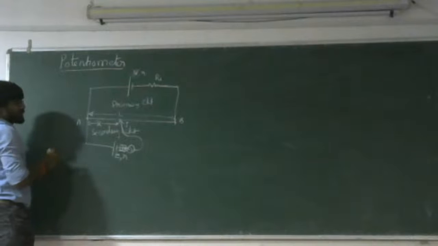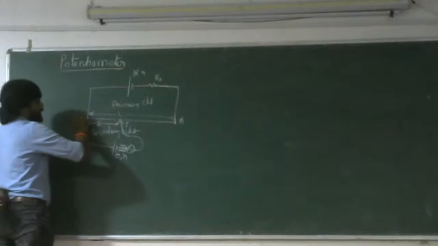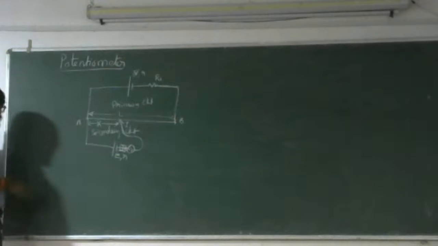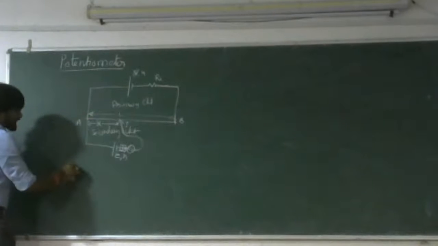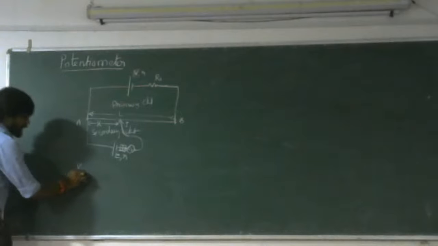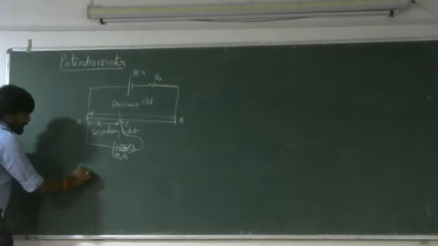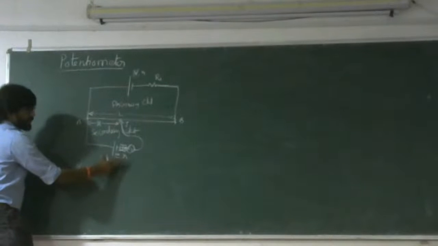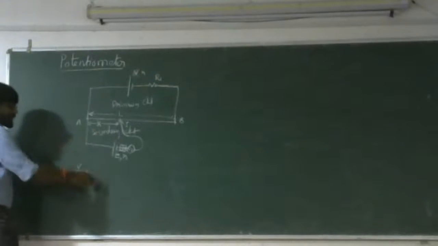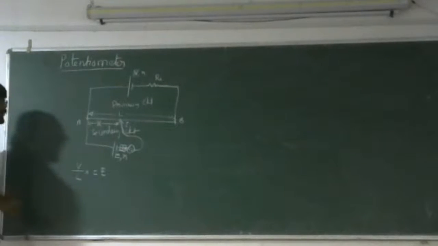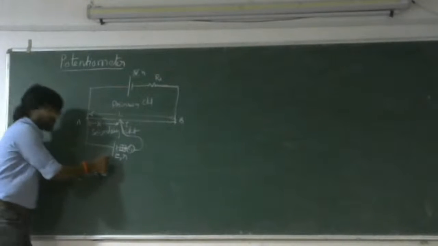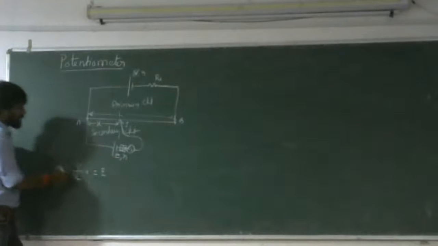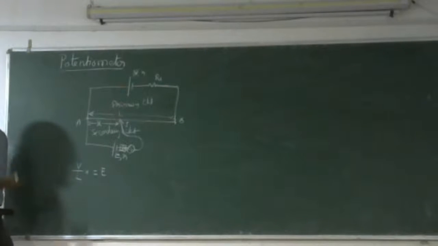So if the potential across the total length is V, then the potential per unit length is V by L, and multiplied by the length x, it is equal to the potential of this battery, which will drop exactly here. You can take this as E. If you don't know the EMF of this cell, you can calculate it by using the principle of potentiometer.